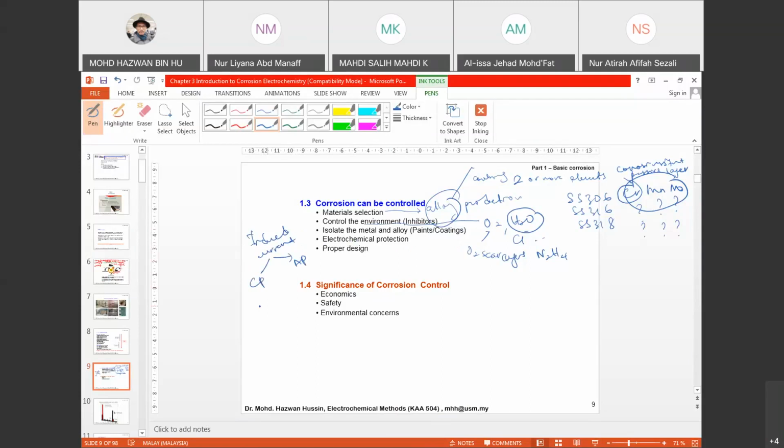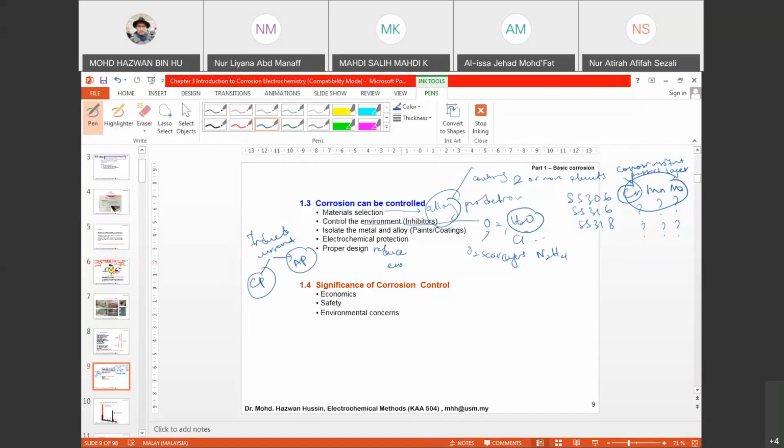Cathodic protection, what does it mean? It means that the metal to be protected will become the cathode. And for anodic protection, the metal to be protected will become the anode. We are going to learn this in more detail in the next few subtopics. And finally, corrosion control can be done by choosing a proper design, more or less to reduce erosion.